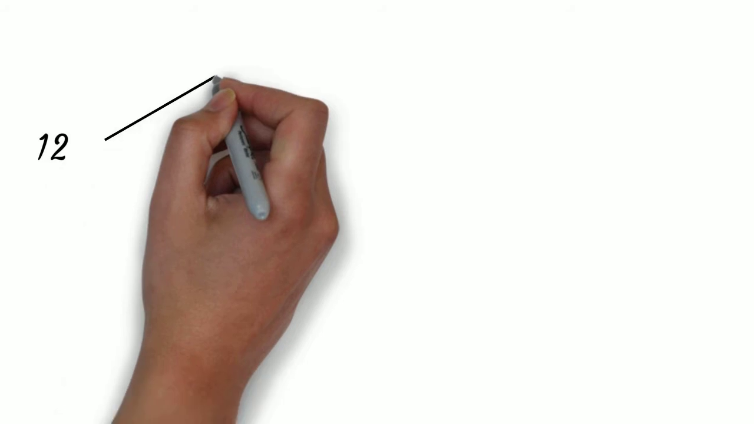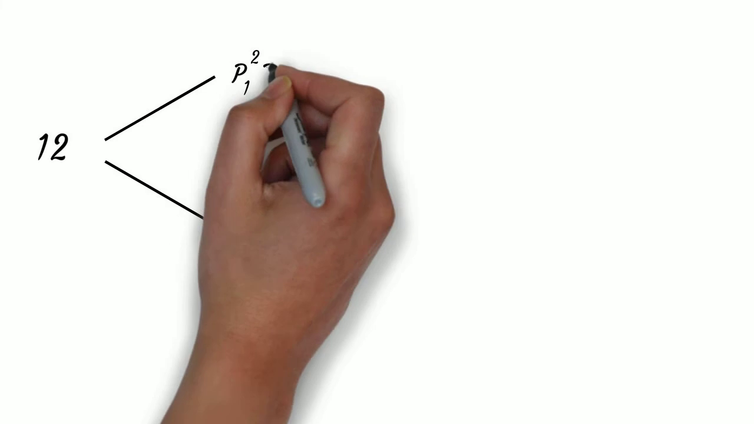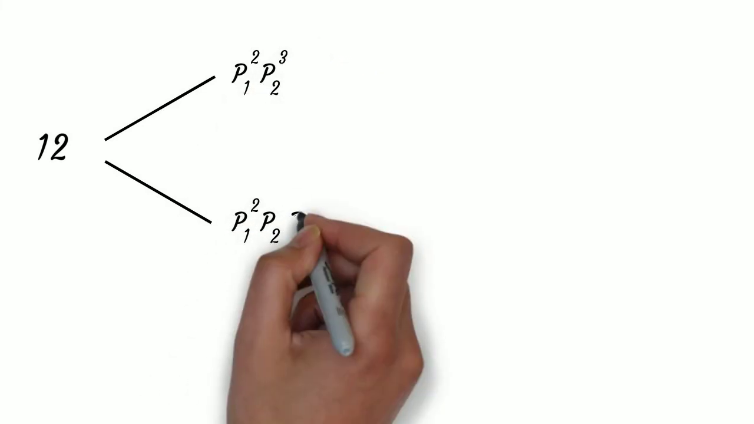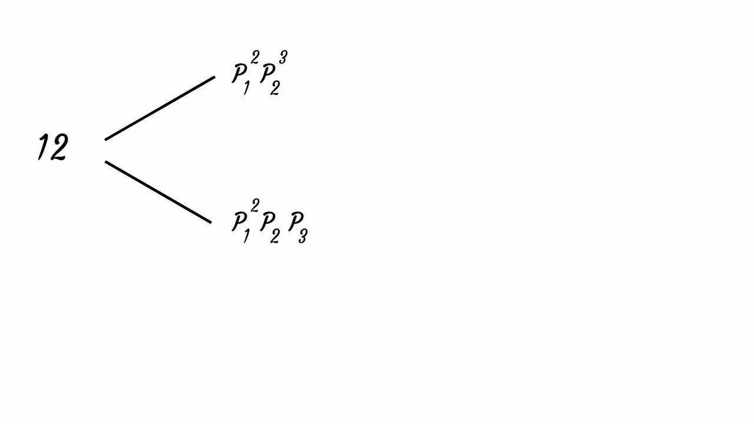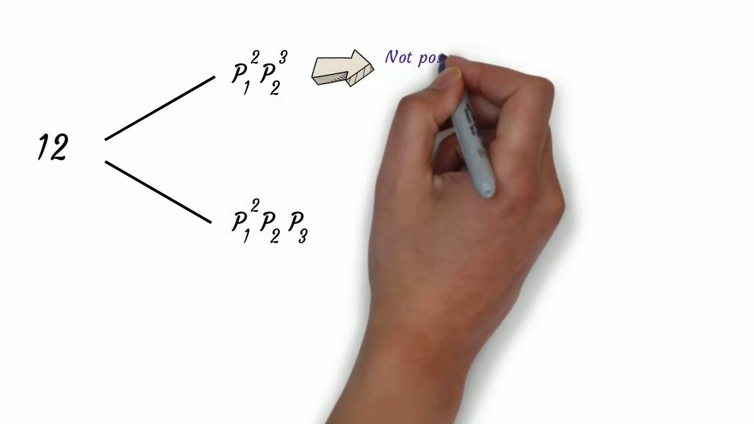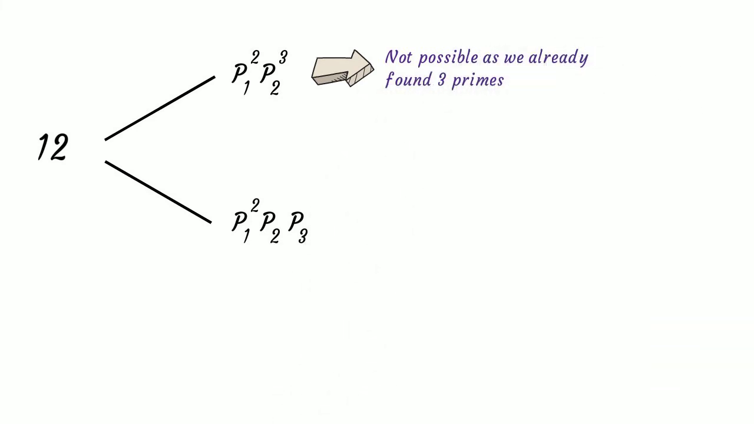Now let's see in how many ways a number can have 12 factors. If a number has 12 factors, it should be of the form p1 square into p2 cube, or p1 square into p2 into p3. But in all the valid cases, we have already found 3 prime factors for n. This means our number is of the form p1 square into p2 into p3.